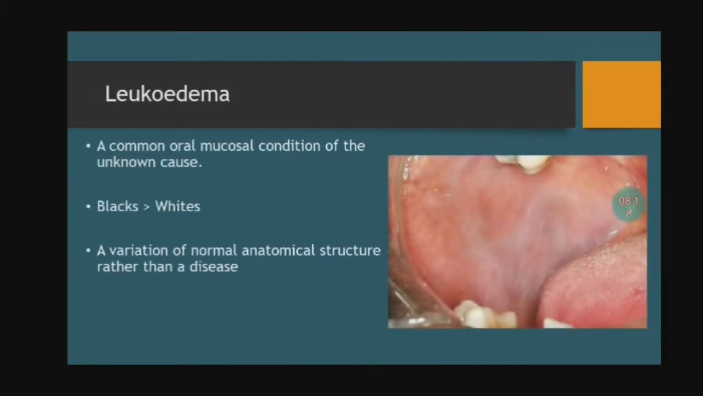Leukoedema, a common oral mucosal condition of unknown cause. According to Sewerin and Lowy in 1953, this disorder of the mouth affects the buccal and labial mucosal surfaces. It is seen in both Blacks and Whites. It is a variation of normal anatomical structure rather than a disease.